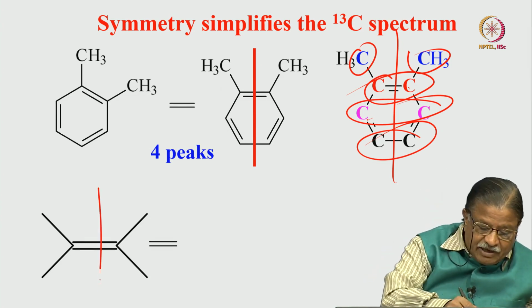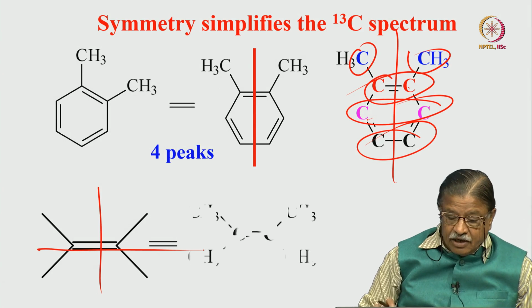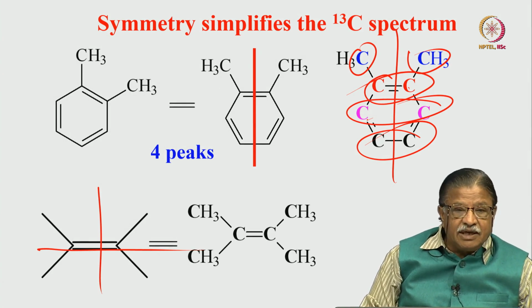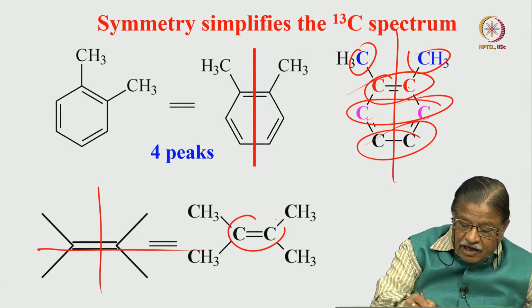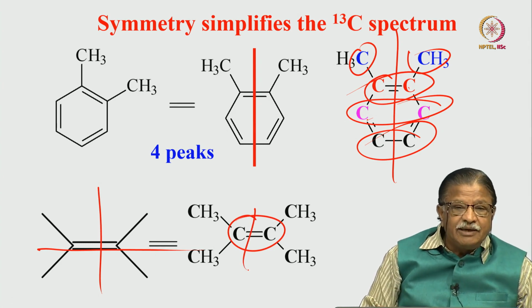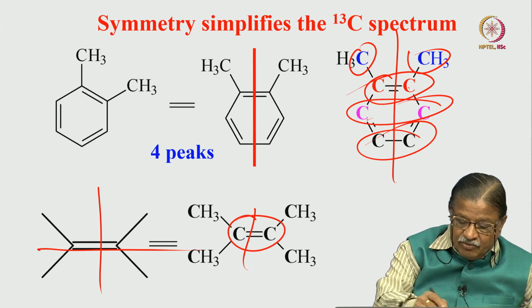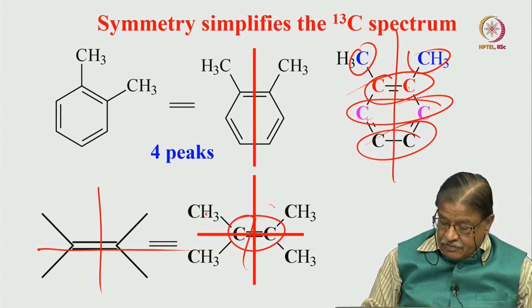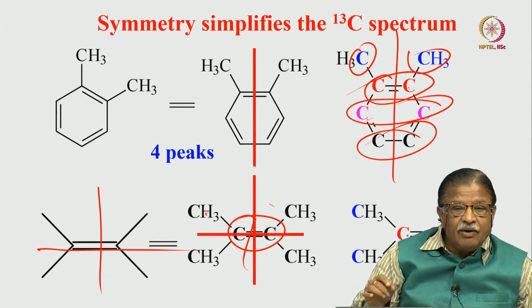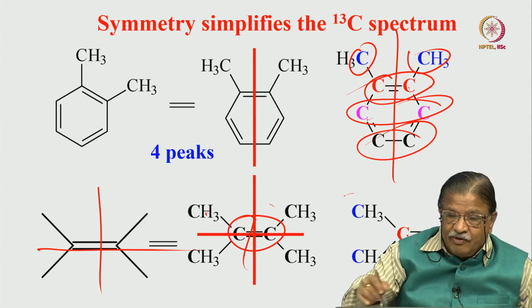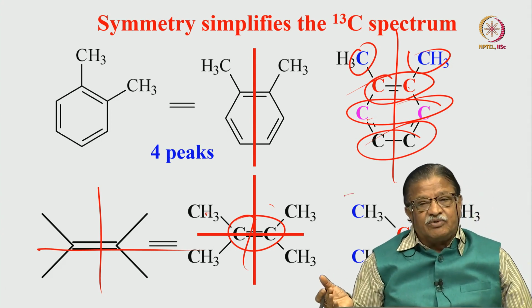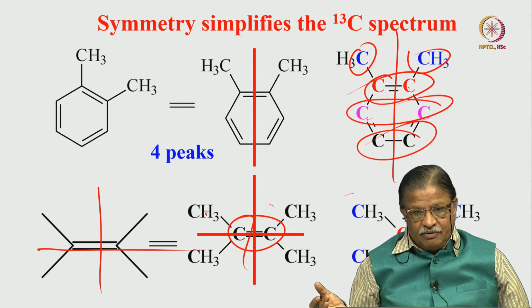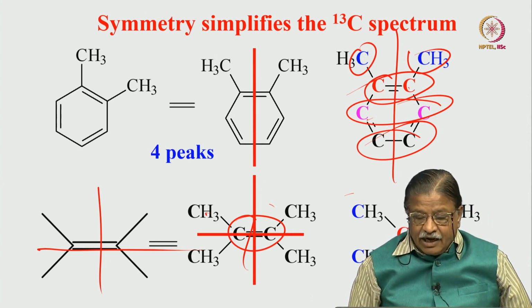And what about this one? There is a perfect symmetry along this axis and along this axis. Now, all the CH3 carbons are equivalent and both these carbons are equivalent. So, how many peaks do you get? Two peaks. But what is the intensity? This is 1:2 intensity. These two overlap and give one peak. These four will overlap and give one peak. The intensity ratio is 1:2 or 2:4. Okay, there are two peaks.